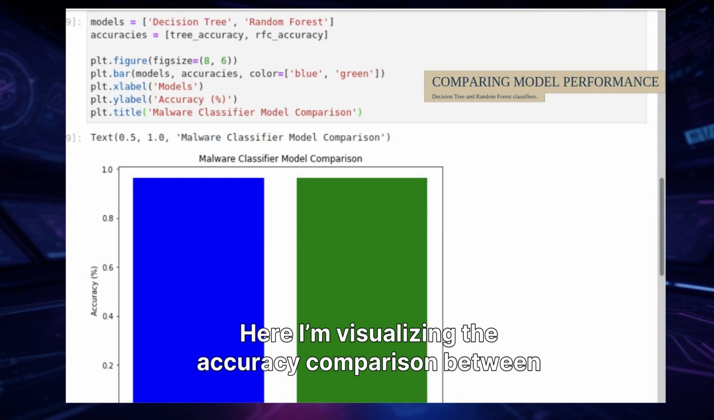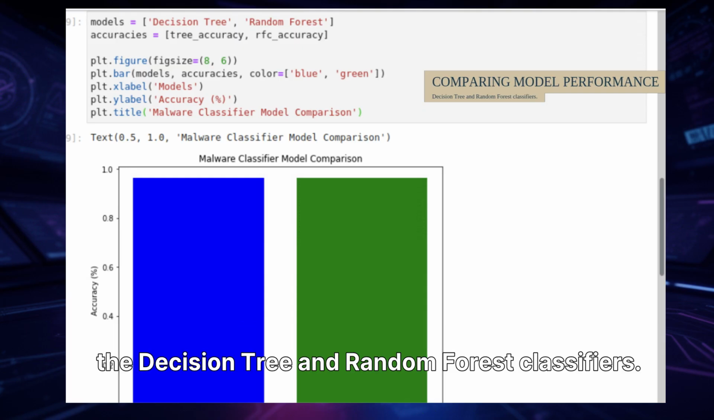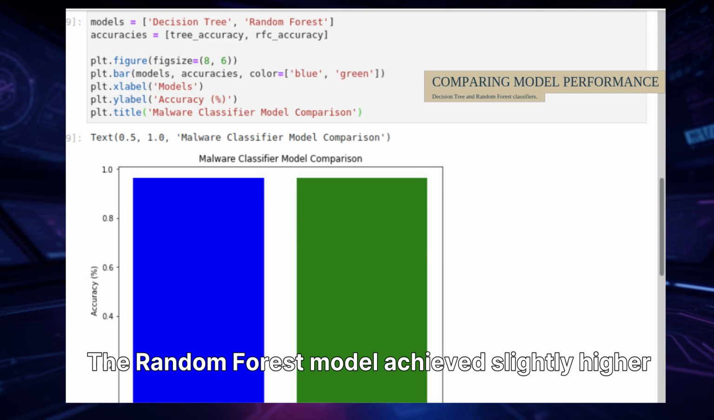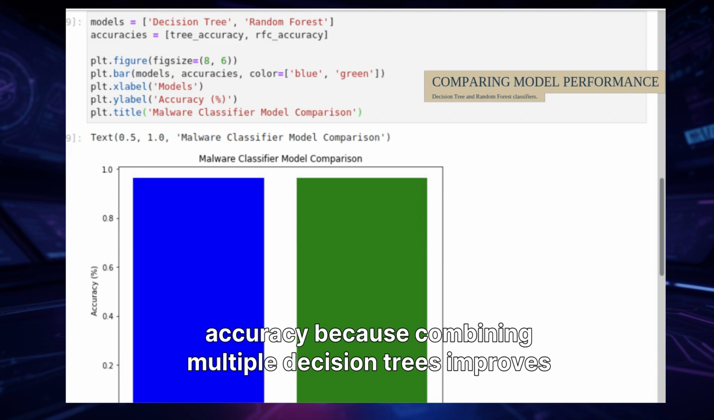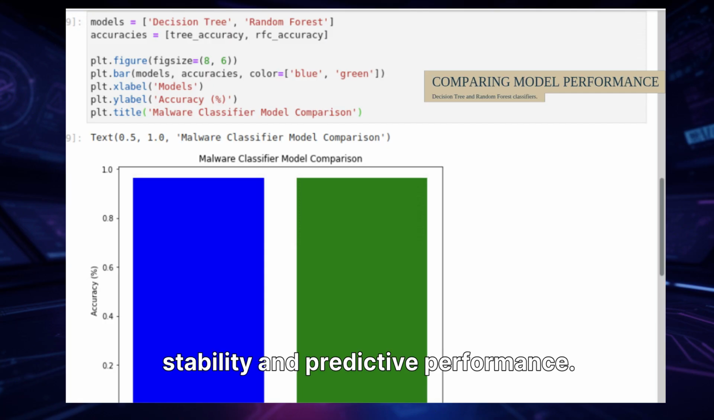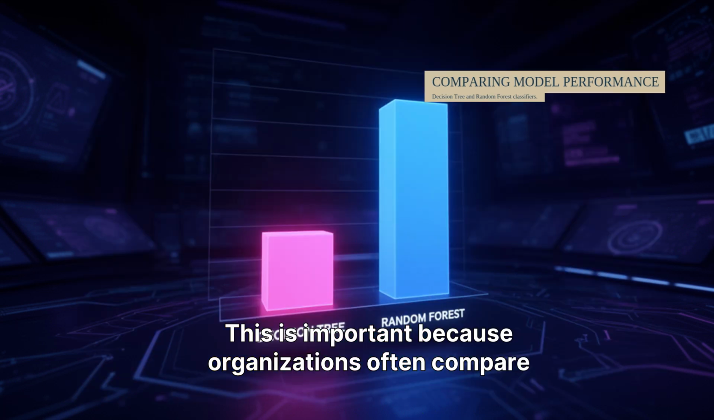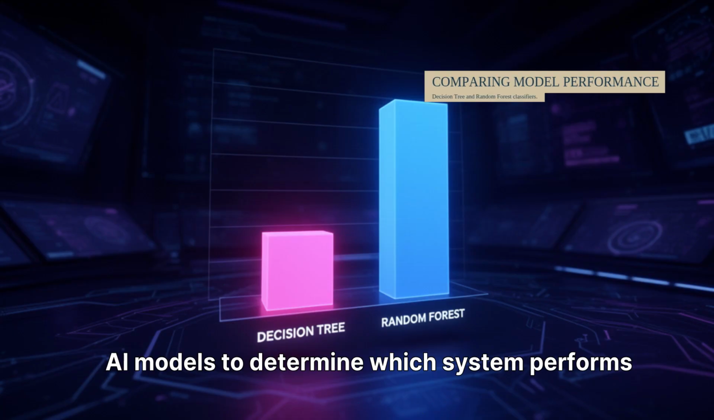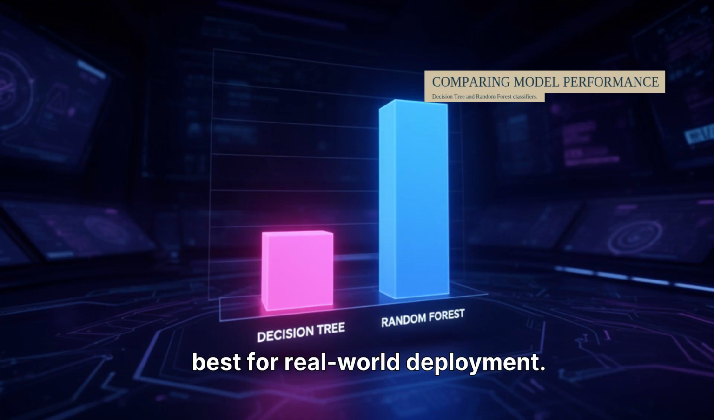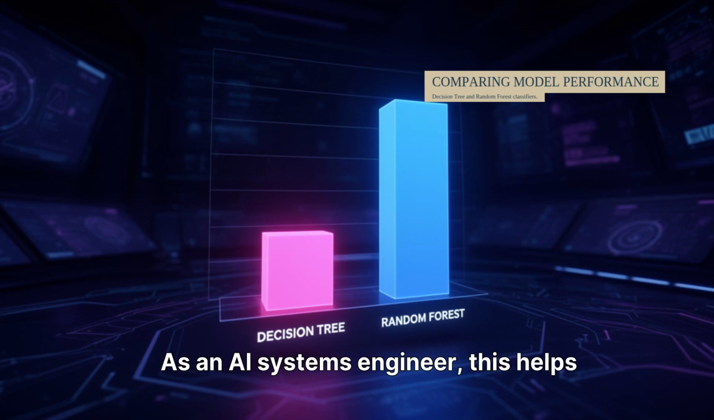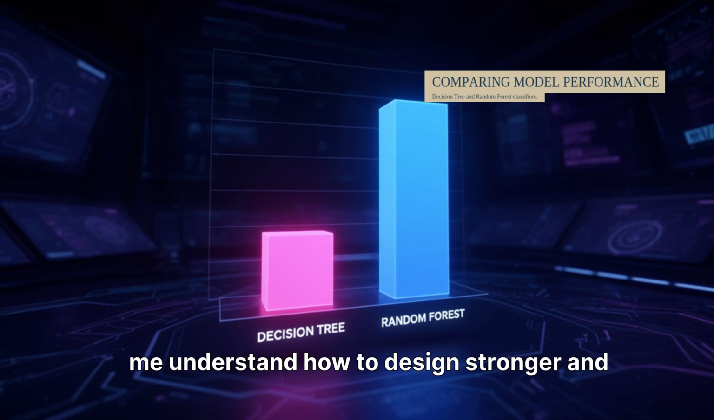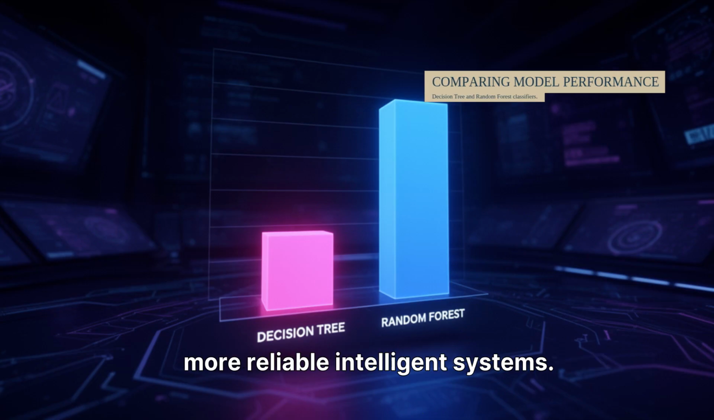Here, I'm visualizing the accuracy comparison between the decision tree and random forest classifiers. The random forest model achieved slightly higher accuracy because combining multiple decision trees improves stability and predictive performance. This is important because organizations often compare AI models to determine which system performs best for real-world deployment. As an AI systems engineer, this helps me understand how to design stronger and more reliable intelligent systems.